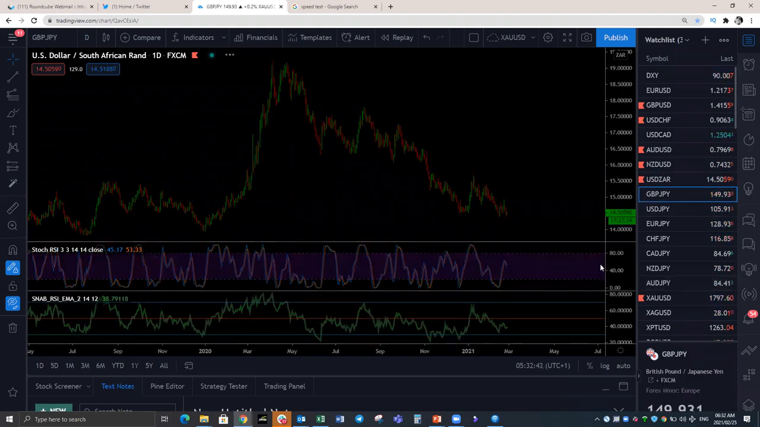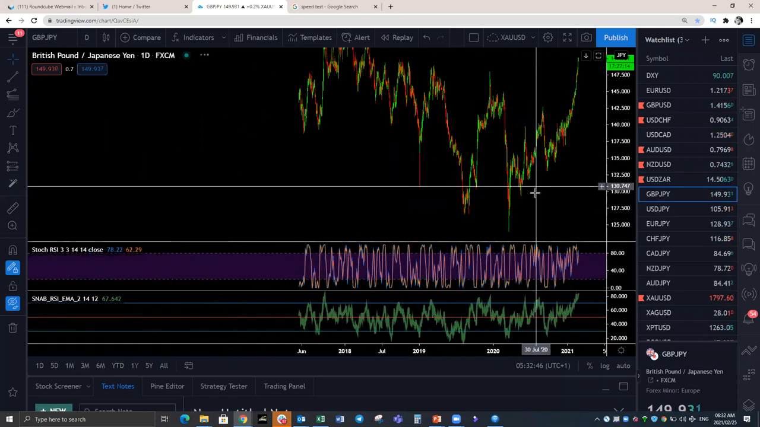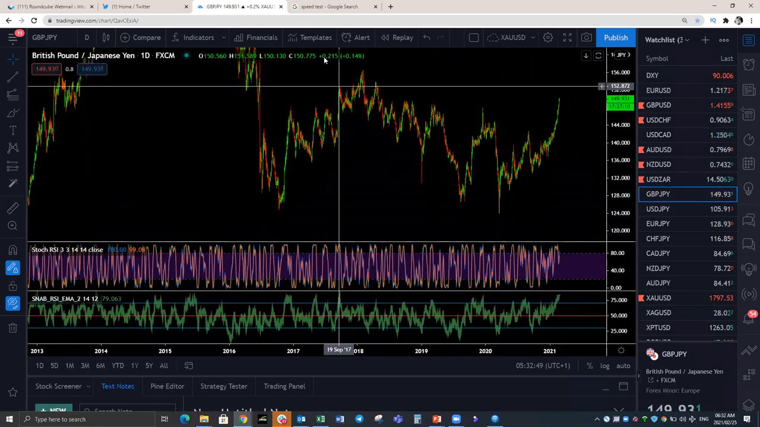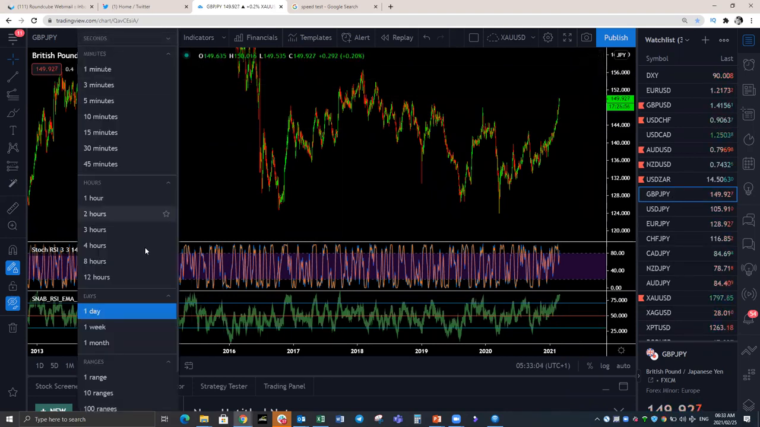Pound yen, just like the rest of the pound pairs, pushing up higher, parabolic move to the upside. Nothing changes. Every time you get a continuation pattern, you take the trade to the upside because the target here is around 156, and this 156 may even be broken to the upside if the structure is going to change, but for now that is the target, still 600 pips away. Let's go to the 4-hour.